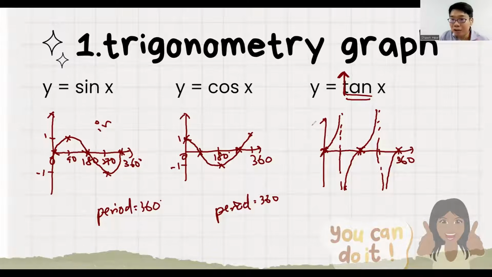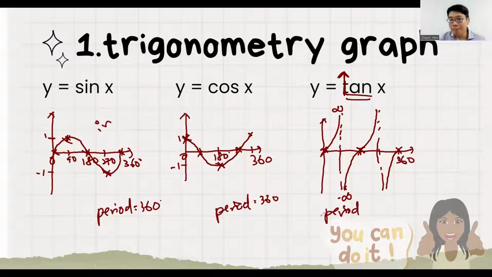The special thing for tangent is, first, we do not plot the y points, because the y points actually show the maximum value and minimum value for sine and cos. But for the tangent graph, the maximum is infinity and the smallest point is negative infinity. So it's not important to state this value. So for y, no need.